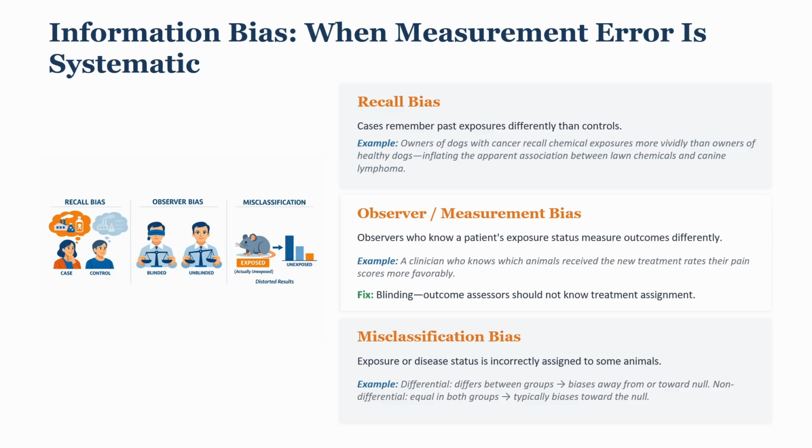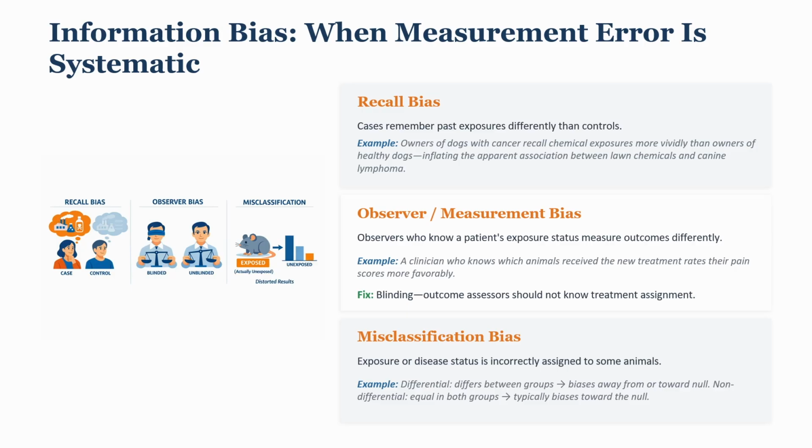Recall bias is a particularly important problem in retrospective case control studies that rely on owner or client recall of past exposures. Cases, animals with the disease, and their owners may recall and report past exposures differently than controls. If a dog has just been diagnosed with lymphoma, the owner is likely to think carefully and anxiously about everything the dog has been exposed to.